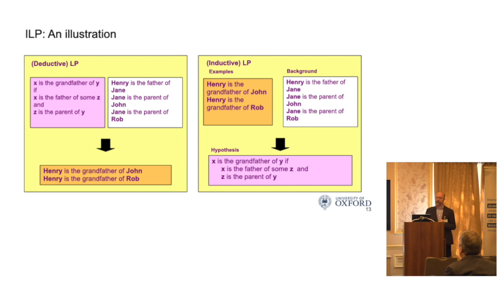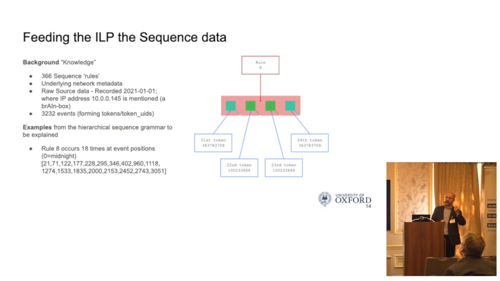So how are we going to use it here? We need to feed into the ILP system this sequence data that was stripped out by Sequitur. So we started off with this hierarchical grammar produced by Sequitur, 366 grammar rules. We have some underlying network metadata, all that lovely stuff that was captured by Zeek. And we have the raw events, the 3,232 raw events.